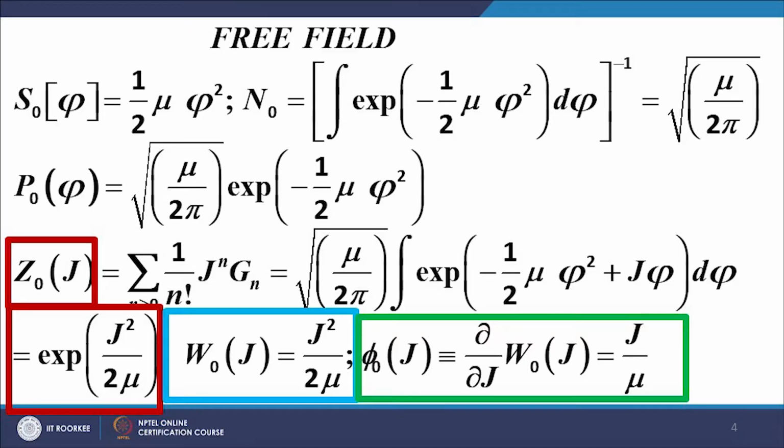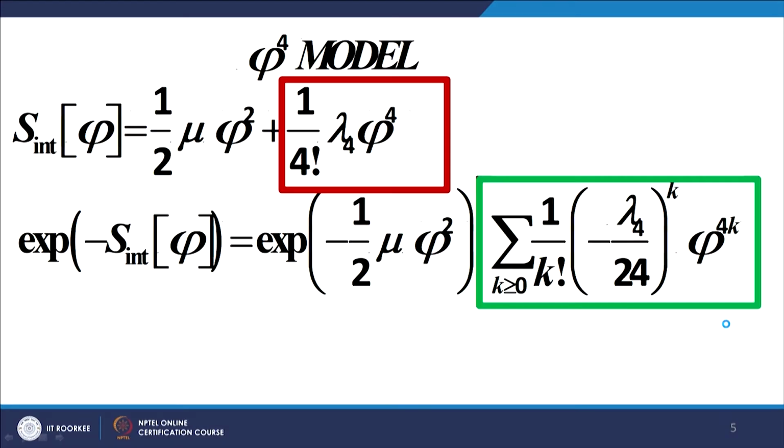For the free field parameters, we have the action functional 1 by 2 mu phi square. The normalization we worked out by doing a Gaussian integration as under root mu upon 2 pi. The probability density function therefore became under root mu upon 2 pi, I am sorry, exponential minus 1 by 2 mu phi square. So, this was for the free field.